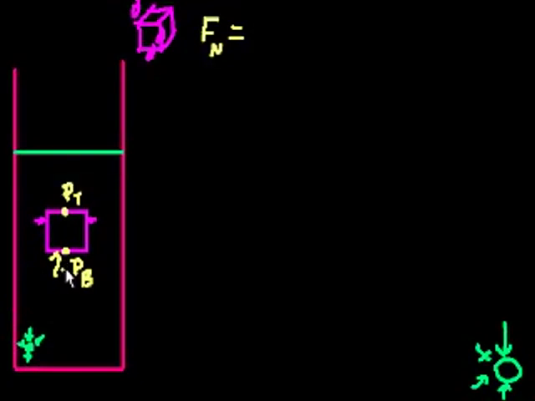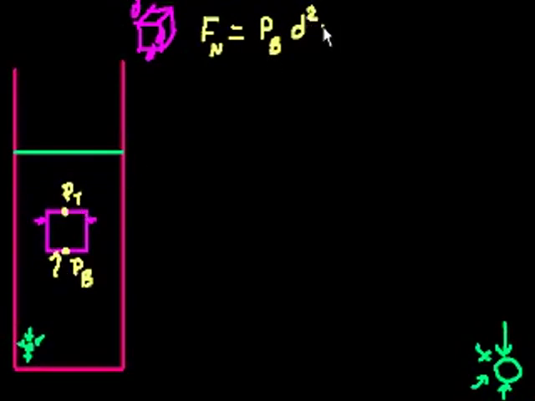And what's the force acting upwards on the object? It's going to be this pressure at the bottom of the object, times the surface area at the bottom of the object. Well, what's the surface area of the bottom of the object? Well, that's just d squared, right? Any surface of a cube is d squared, so the bottom is going to be d squared.